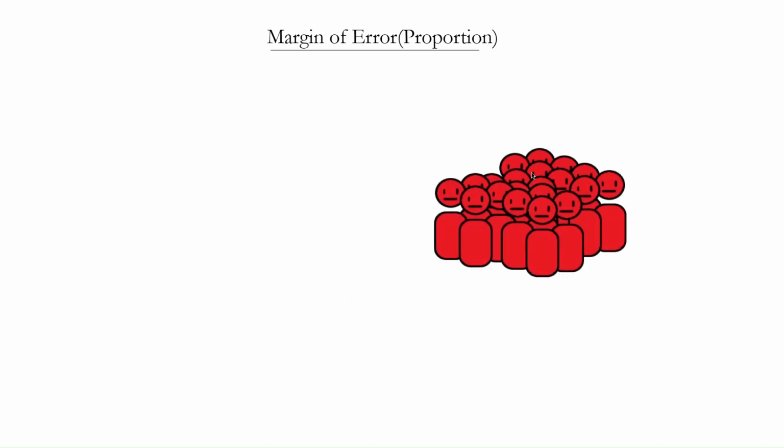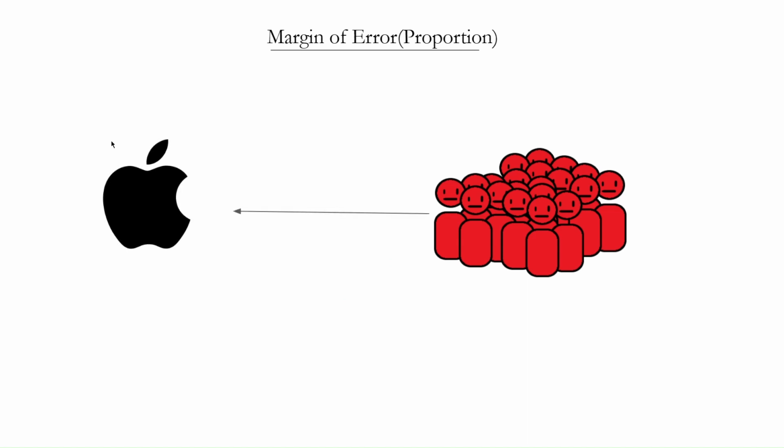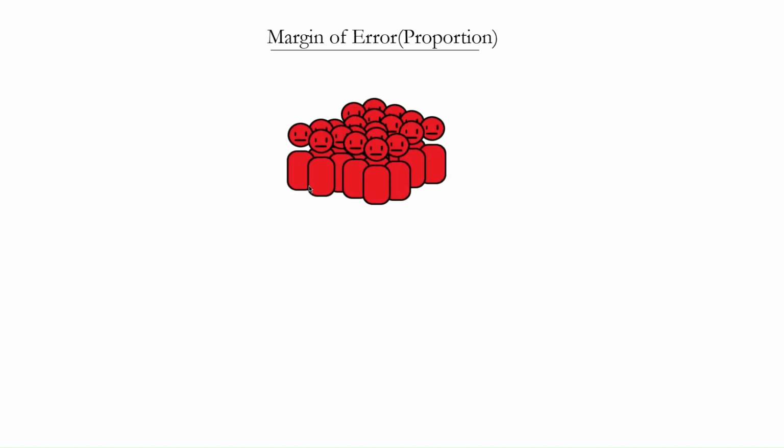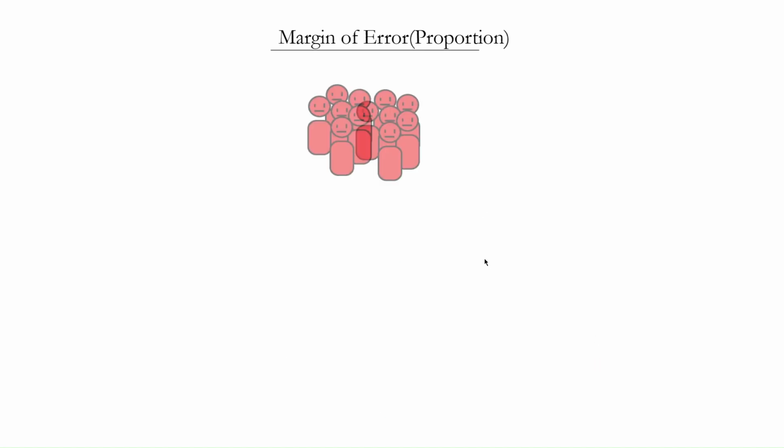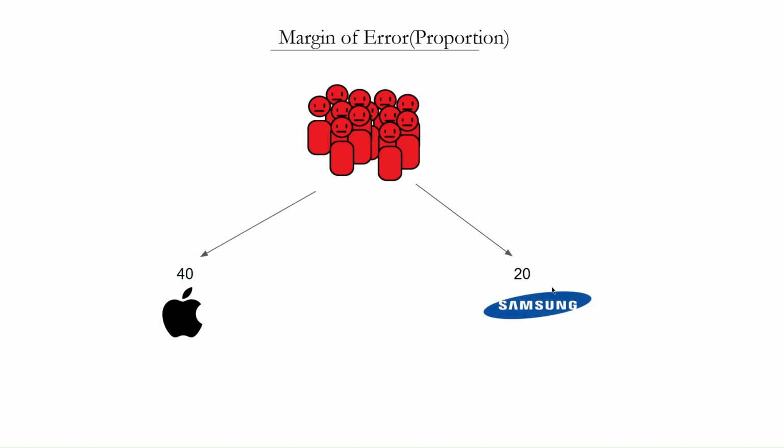So let's say we are trying to find the proportion of students who are using an Apple iPhone in a certain school. In this scenario, the population is all the people in the school, and the proportion we're trying to find are the people who are using only Apple phones. So we take a sample, let's say a sample of 60 students, and we ask each of them whether they use an Apple phone or not. Turns out 40 of them use an Apple phone, and the remaining 20 use a Samsung phone.